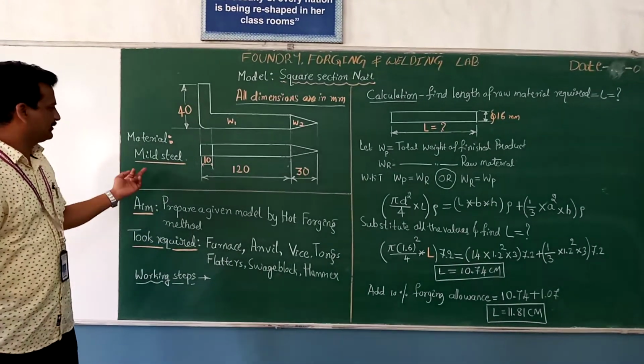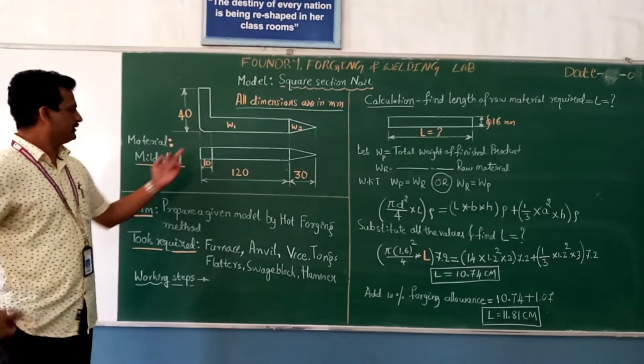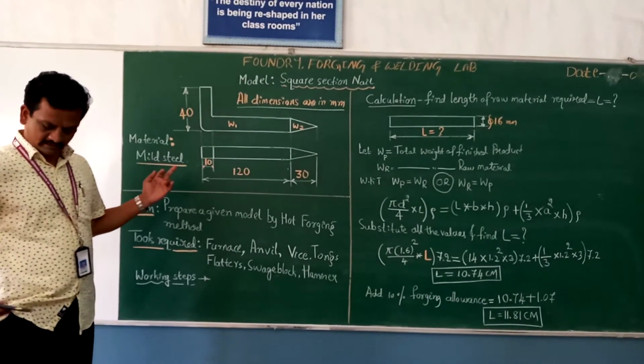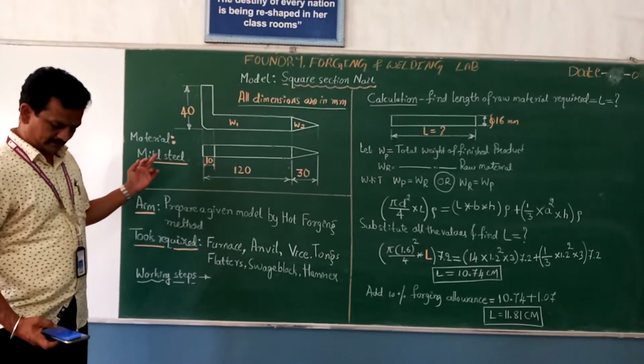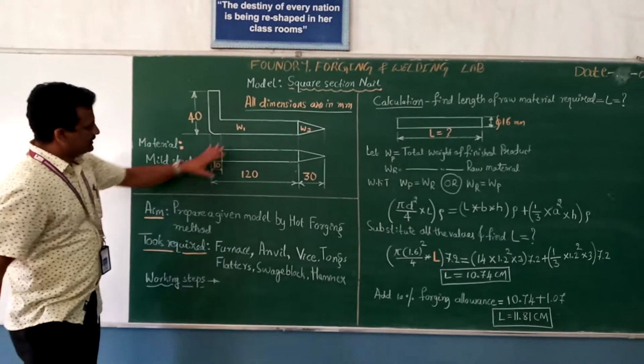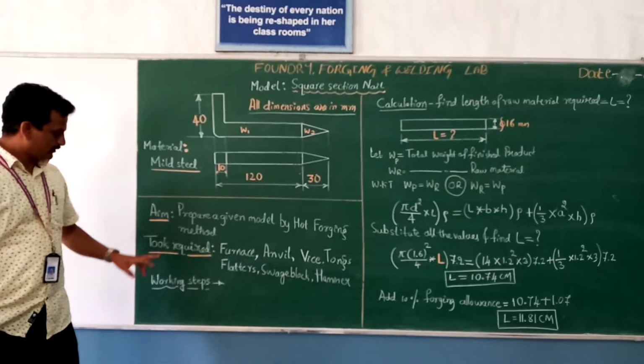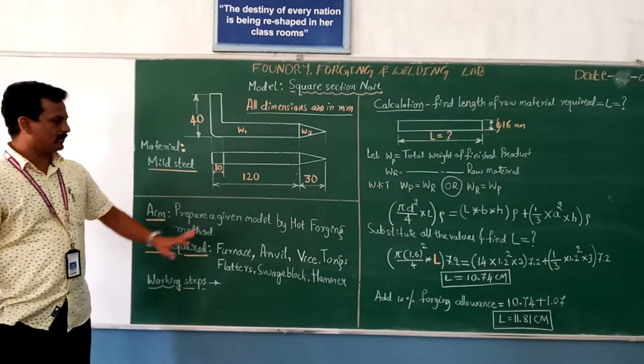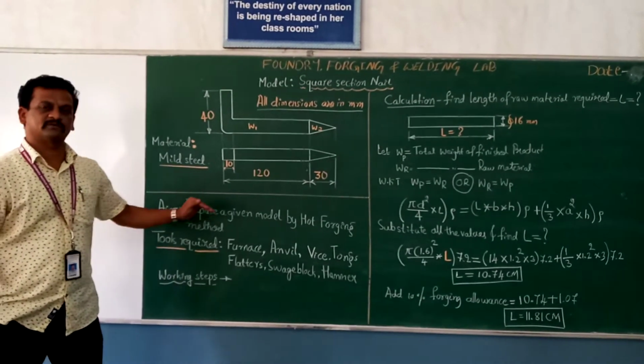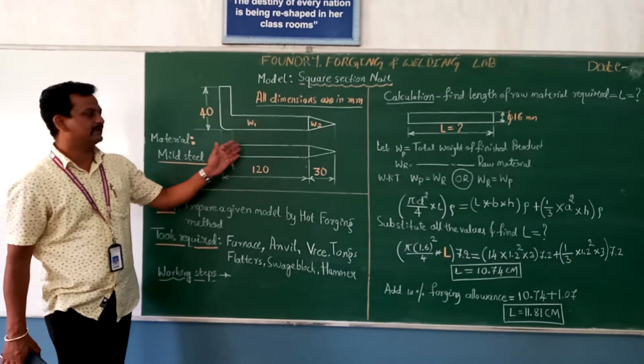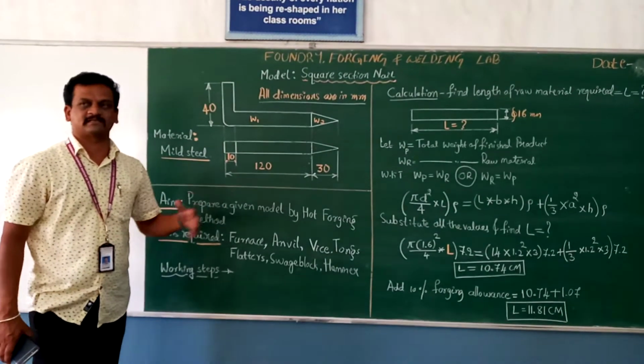Actually the customer demands, I need a component of this mild steel material. Now these are the given parameters. So the aim is to prepare the given model by the hot forging method. Hot forging is nothing but preparing the model after the recrystallization temperature.